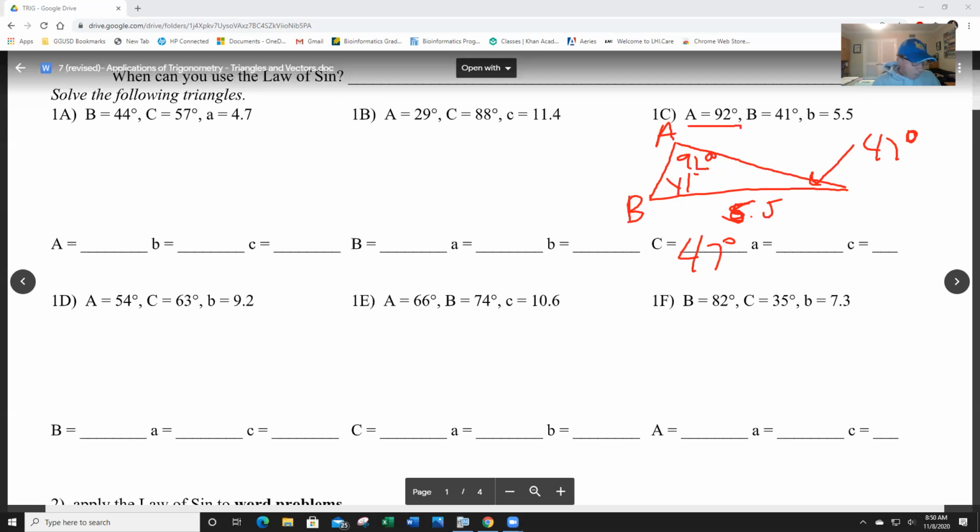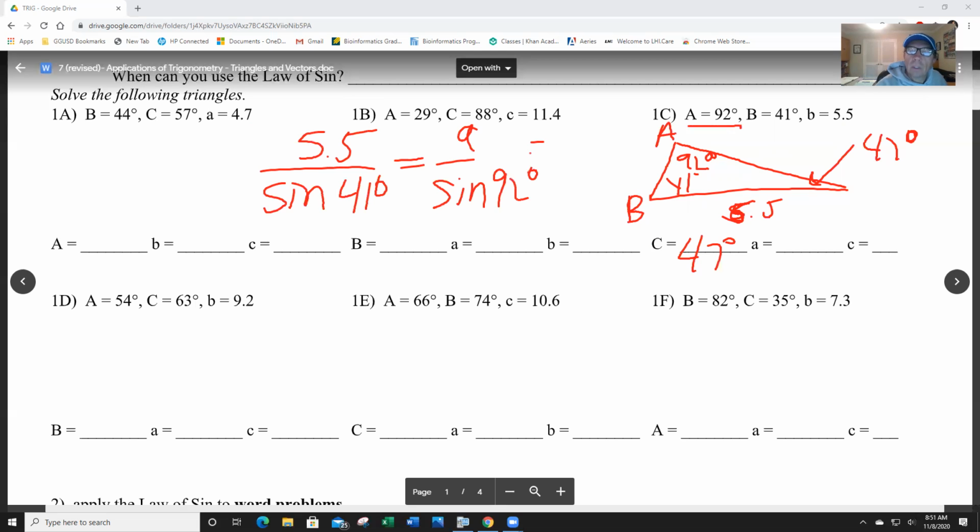Okay. Now we're going to set up our ratios. So we got side B, which is 5.5 over the sine of 41 degrees equals A over the sine of 92 degrees equals C over the sine of 47 degrees.